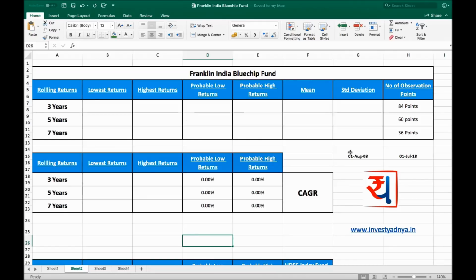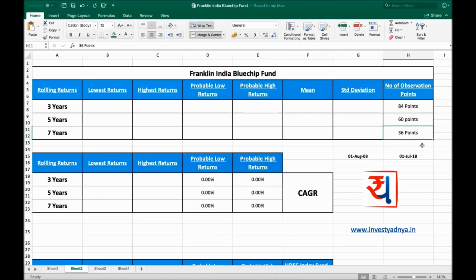So we have taken the data from August 2008 till July 2018. First of every month we are taking those NAVs. From those NAVs we are calculating the 3 year, 5 year and 7 year rolling returns. So for 3 year rolling returns we have got 84 observation points. For 5 year we have got 60 observation points, and for 7 year we have got 36 observation points.